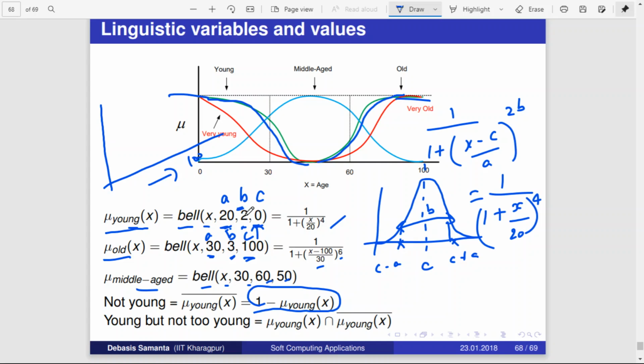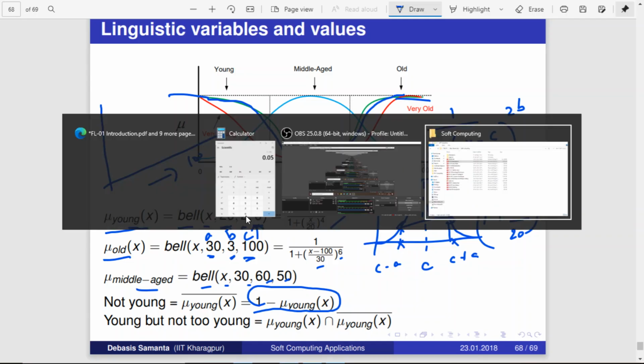Fine, let us stop here. We have discussed the various membership functions and how they behave in the context of fuzzy logic. Thank you.